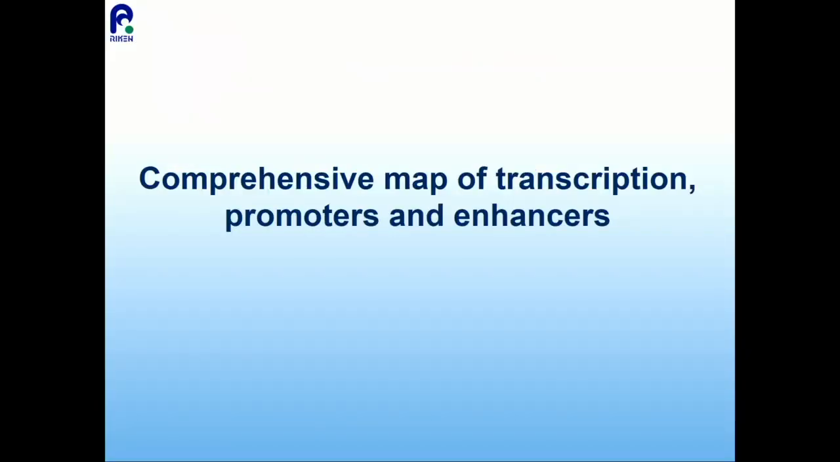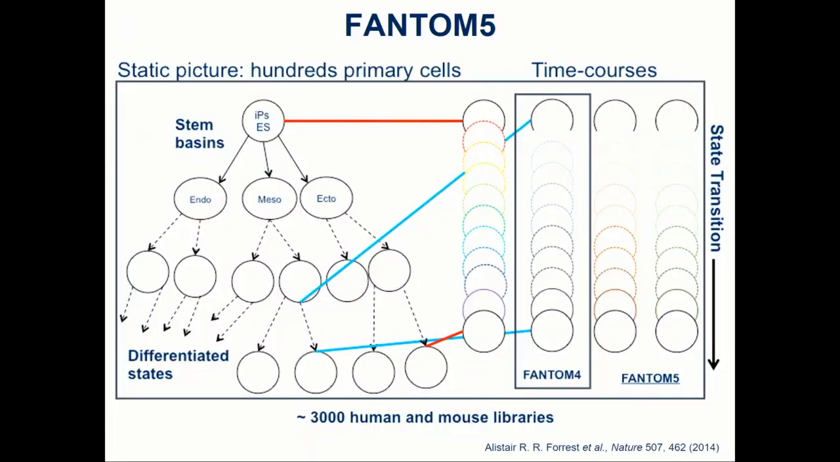With this tool and other tools, we decided, several years ago, to construct a very comprehensive map of transcription and promoters. We started with the series of the FANTOM project. FANTOM means functional annotation of mammalian genome. The idea was to create a very comprehensive collection of promoters from as many primary cells as possible. So we started to collect.